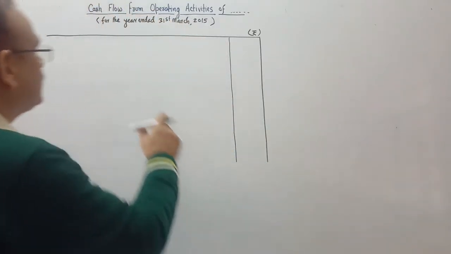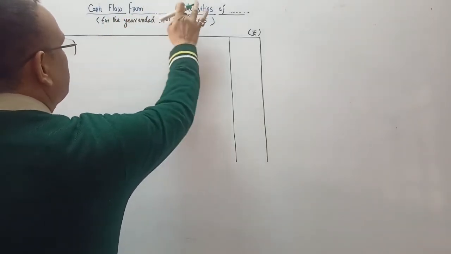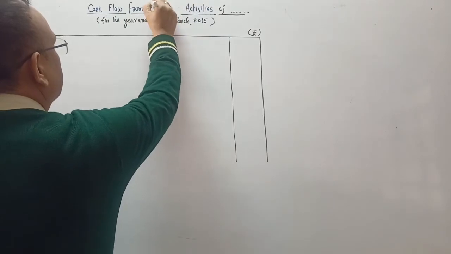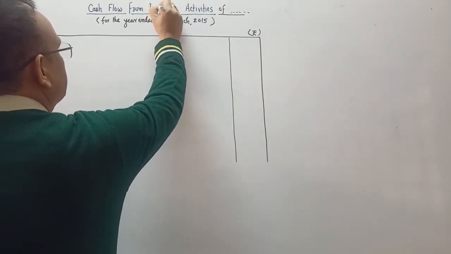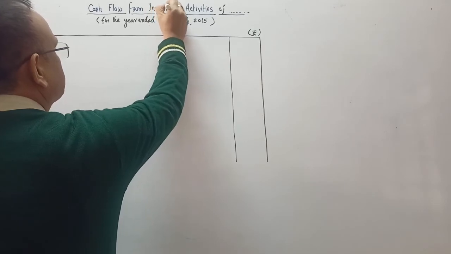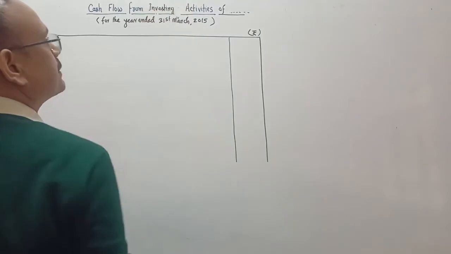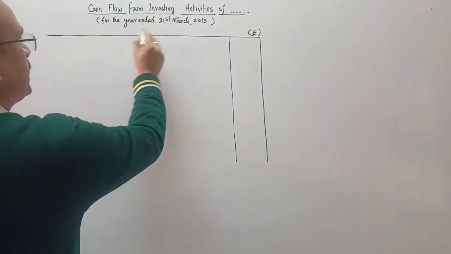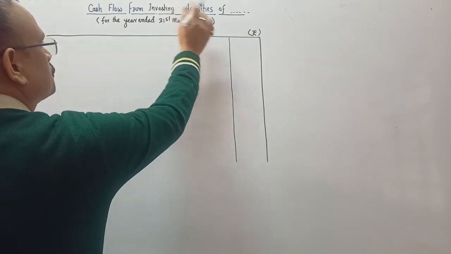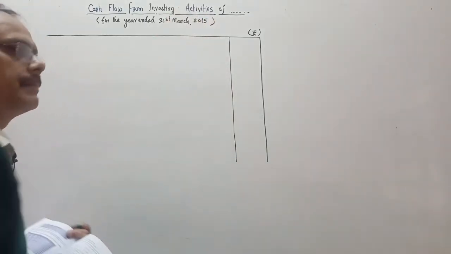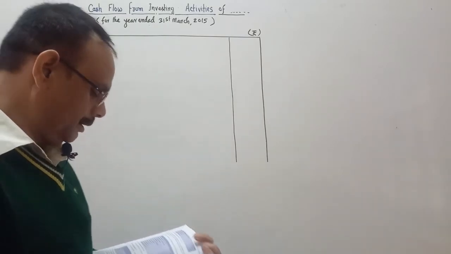So give the heading: cash flow from investing activities. We are going to calculate the investing activities. Cash flow from investing activities for the year ended 31st March 2015.